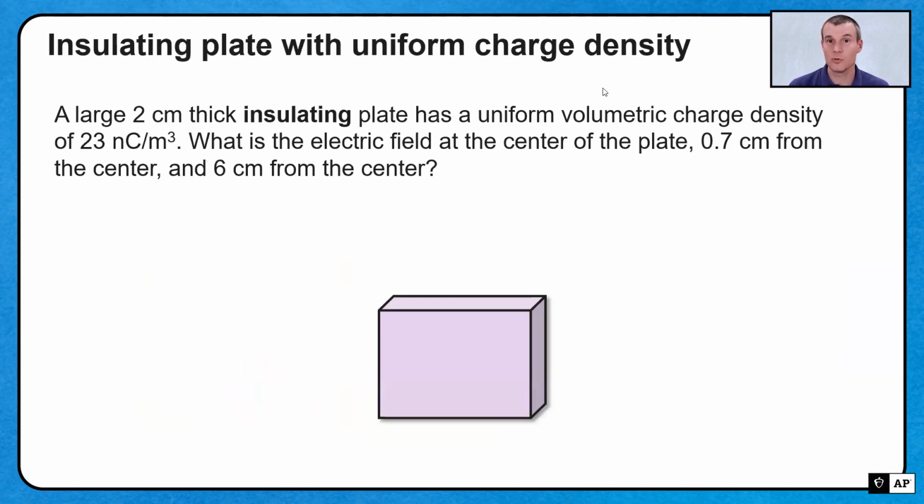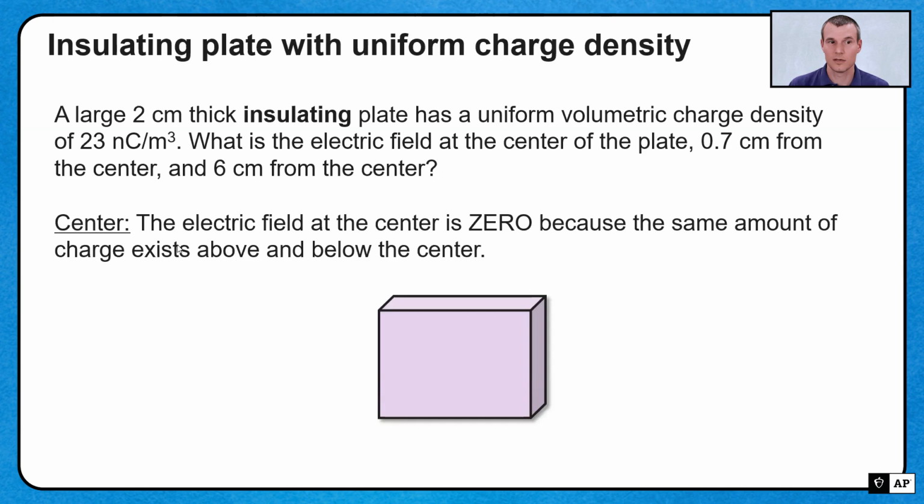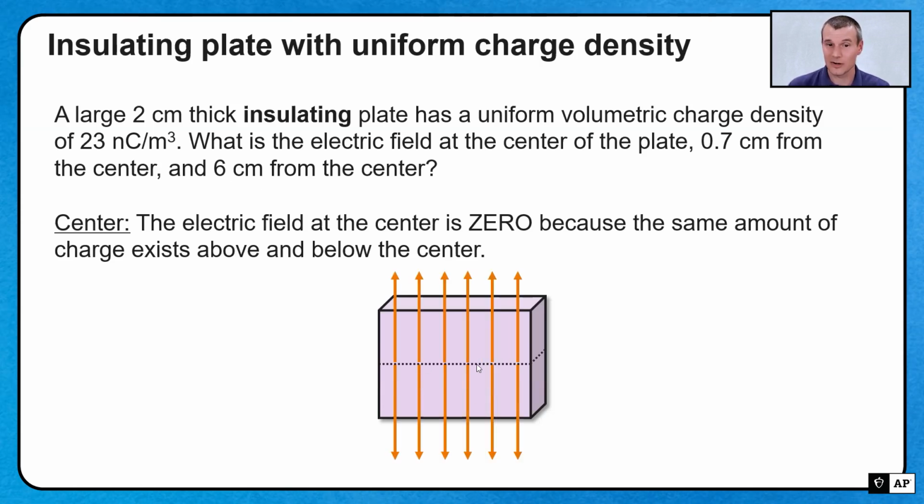For an insulating plate with uniform charge density, insulating, so that's always fun, 2 centimeters thick, I want to know what the electric field is going to be at a couple different places, 0.7 from the center and 6 centimeters from the center. I know that because it's all uniform, at the very center line right here, my electric field is going to be 0, just because I have the same amount above and below that point. So this is the only spot that exists. Here, any other level, it wouldn't be that case.